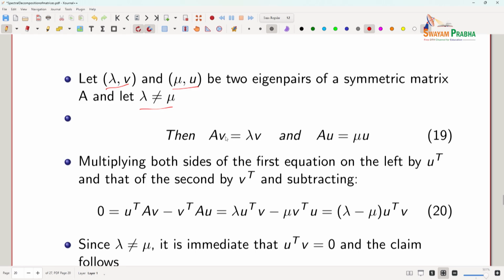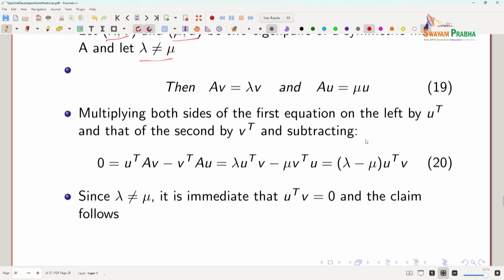To that end, Av is equal to lambda v, Au is equal to mu u. Multiplying the first equation on the left by u transpose and that of the second by v transpose, and subtracting, same trick that we used in the previous claim.